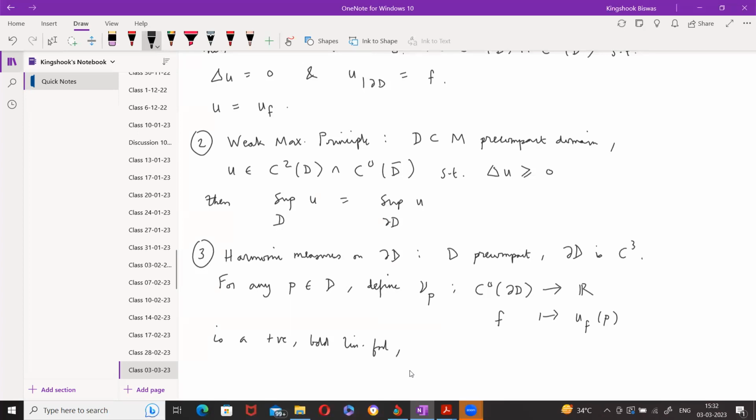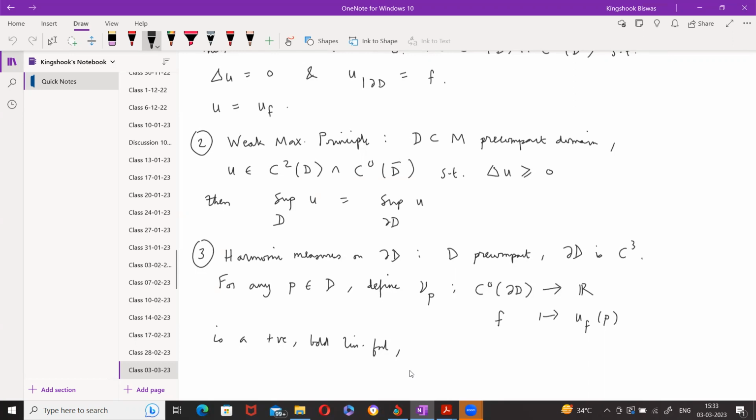The fact that it's a bounded linear functional follows from the maximum principle, right? This is a harmonic function, so its value at P is less than or equal to the sup over the boundary. Similarly, the inf is also greater than or equal to the inf on the boundary. And so the mod is less than or equal to the sup of the mod on the boundary. So the mod of this is less than or equal to the sup norm of f. So this is a bounded linear functional of norm less than or equal to 1, right?